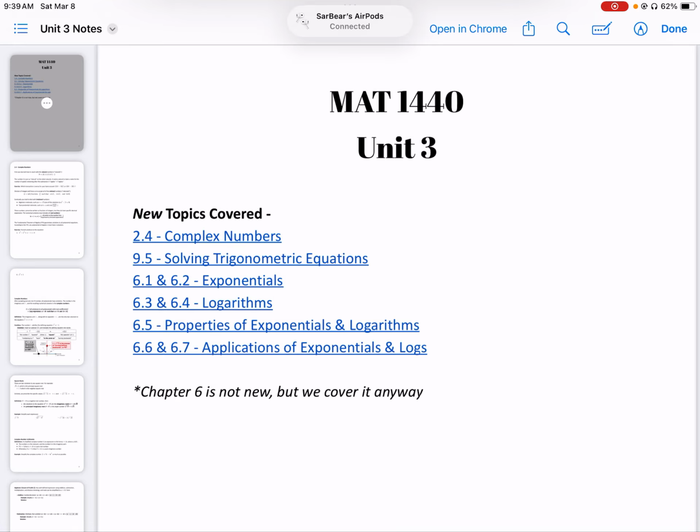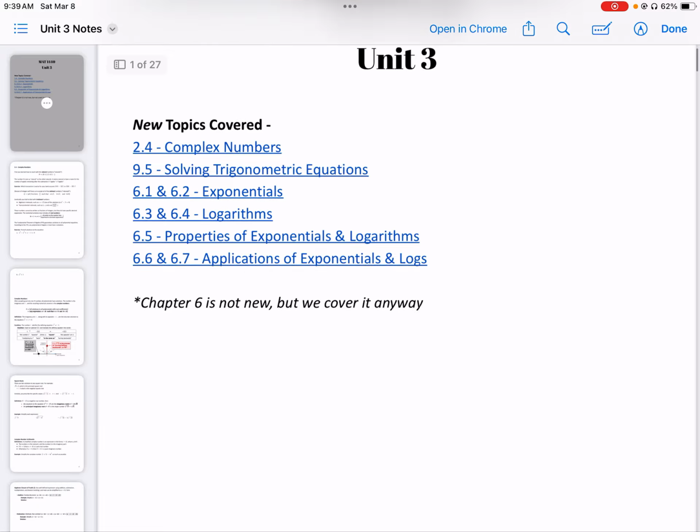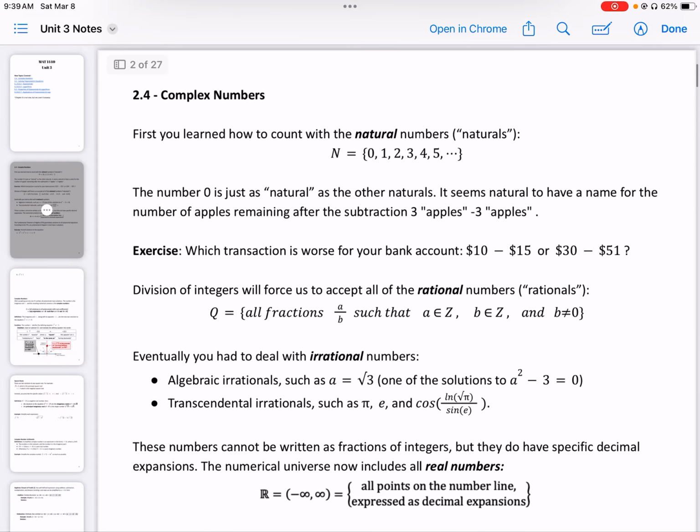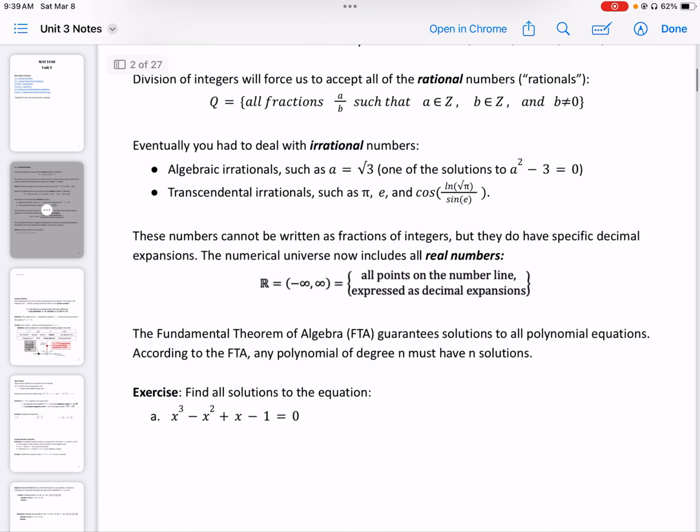We are going to start Unit 3, starting with 2.4 complex numbers. In complex numbers, we need to keep in mind that we can introduce something a little bit more complicated that you might not be used to. We've talked about natural numbers, rational numbers, irrational numbers, real numbers. We also are going to have something called complex numbers, and it's something you may or may not have seen before.